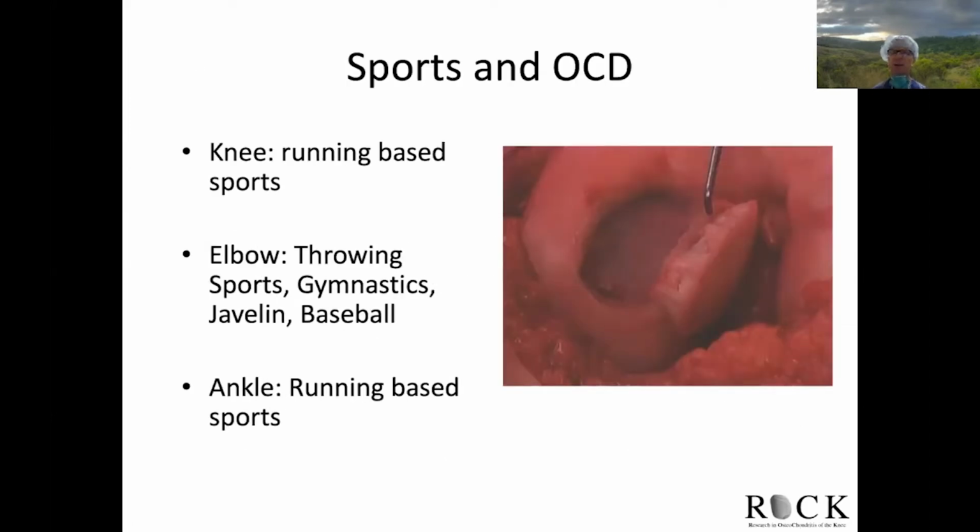What sports do we see this in? It's usually running-based sports for the knee, but as you know, we also see this in the elbow. Throwers, especially pitchers, occasionally quarterbacks, but gymnastics for sure, javelin, baseball pitchers and baseball catchers a lot. And the ankle, we do see this in a fair number of cross-country athletes in the talus or the ankle joint. So knee, elbow, and talus, more or less in that order.